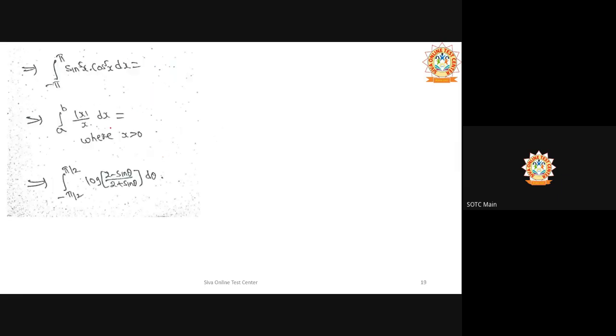Now try to see a similar one only. Integration of minus pi to plus pi sin power 5x into cos power 5x dx. See, sin power 5x, is this an even function or odd function? Odd function. Tell me, this cos power 5x, whether it is an odd function or even function?